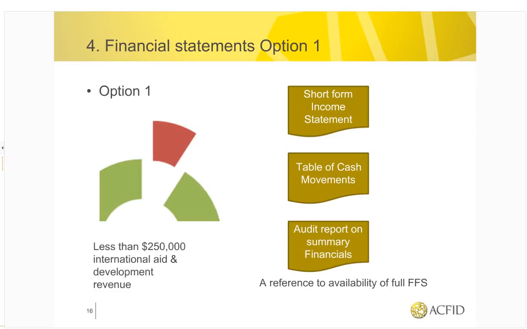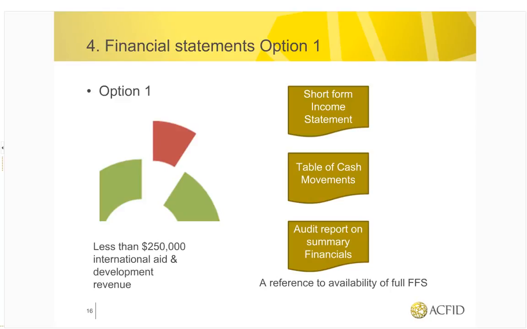Option one is for organisations that have international aid and development revenue of less than $250,000 during the reporting period. So typically for smaller organisations. However, it can also apply to larger organisations who might undertake a range of activity. They could run domestic programs or other enterprises, and international aid and development activity is only a small part of their operation, and that meets that $250,000 threshold. So you can be a large organisation and get option one if you have just a small amount of international aid and development revenue.